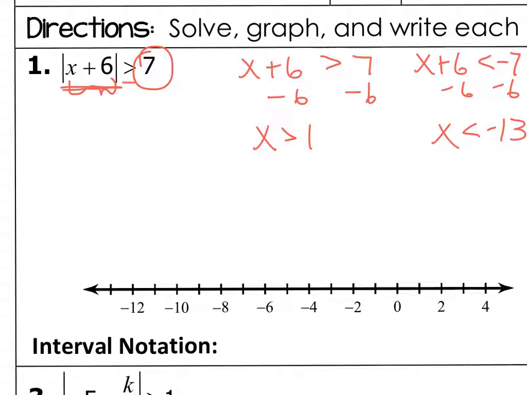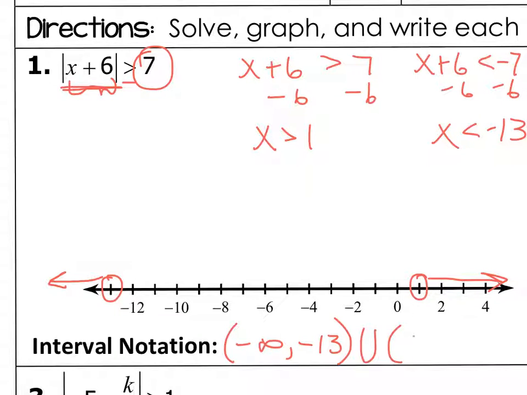When we graph those, it's going to be an open circle at negative 13, and x is less than that. And with x greater than 1, we have an open circle at 1, and we're pointing to the positive infinity. Notice we have an or situation here, and we'd write the interval notation appropriate for the graph. So we have negative infinity, comma, negative 13, and it takes a parenthesis because it's not included, union, parenthesis 1, comma, positive infinity.